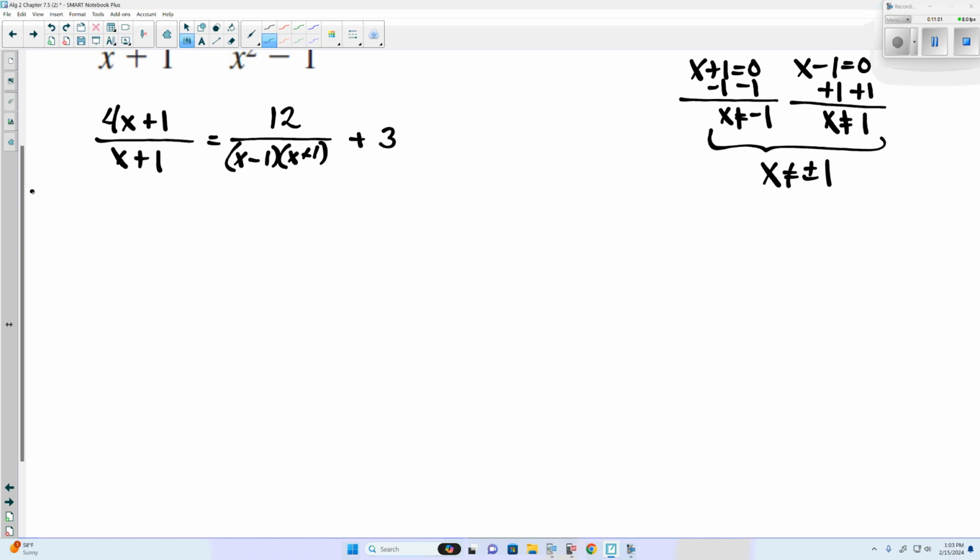Questions on this here? What do we need to multiply everything by? x minus 1 and x plus 1. And if you're not sure, because some of the ones later we do have to have some repeated ones, take it one at a time.